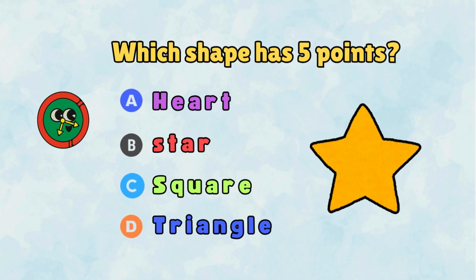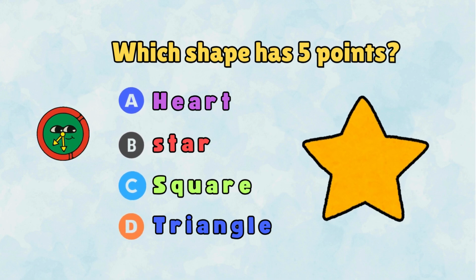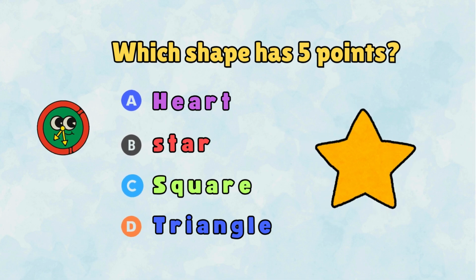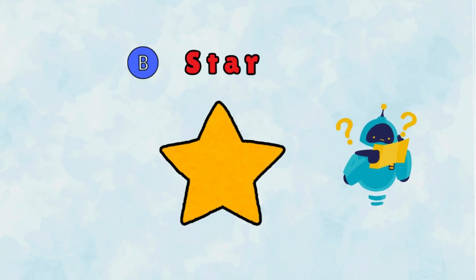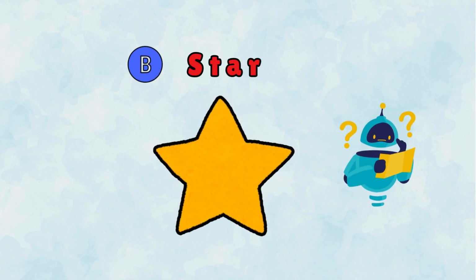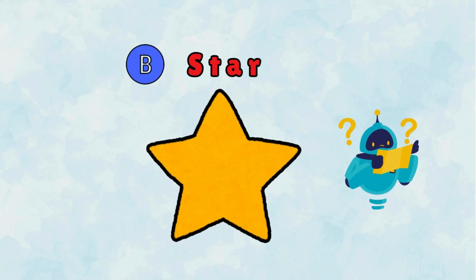Which shape has 5 points? A. Heart. B. Star. C. Square. D. Triangle. B. Star. The most common star shape has 5 points, but some stars can have more.